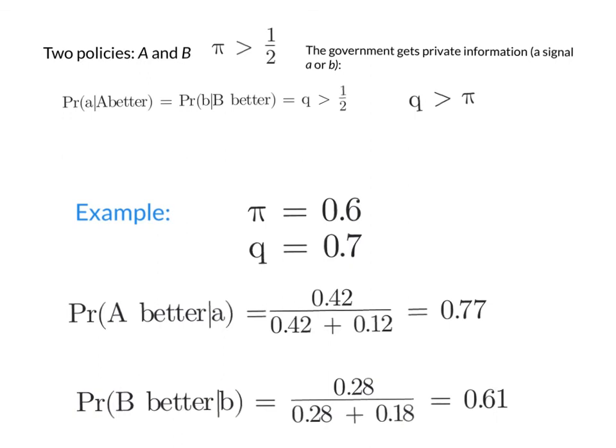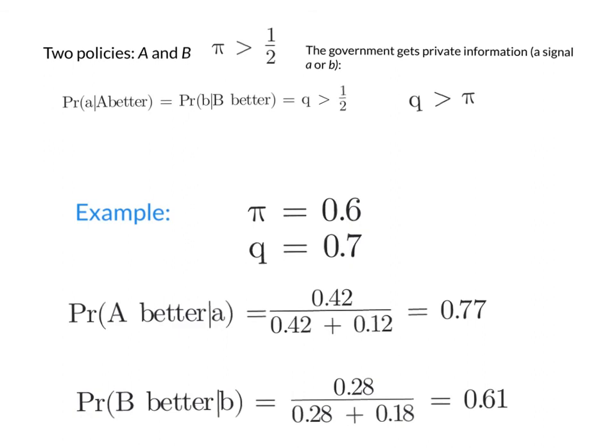So as we said at the beginning, because of the way we've set up the assumptions here, the government should always be following its private information. The probability that capital A is a good policy given little signal a is well and truly greater than 50%, and the same probability that B is better given little b is greater than 50%. But the claim is the government cannot always do that.